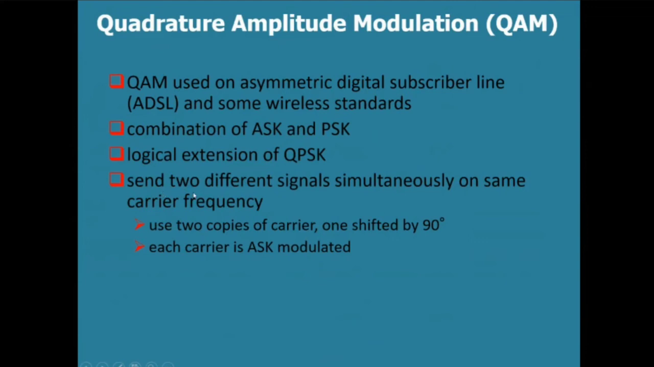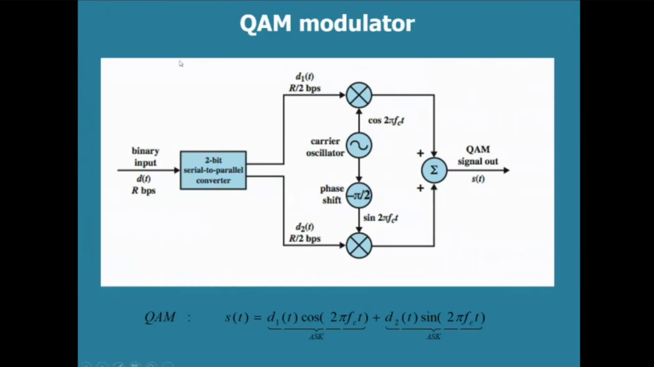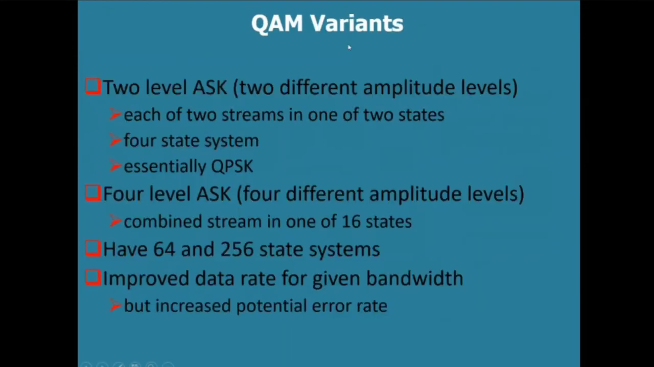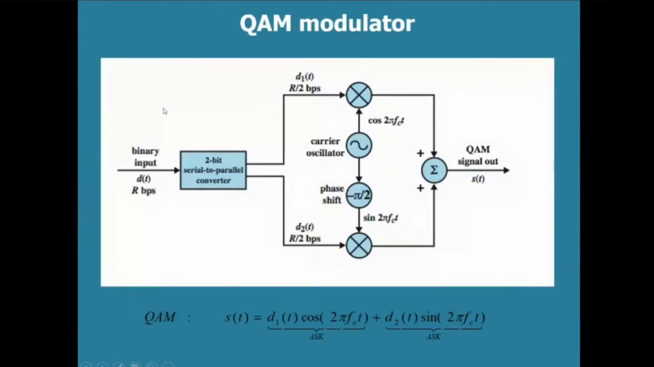Send two different signals simultaneously on the same carrier frequency, because there is a variation in the amplitude, combining ASK and PSK. Use two copies of the carrier, one shifted by 90 degree. Each carrier is ASK modulated. See here in this QAM modulator, quadrature amplitude modulator, the same as in QPSK, binary digits arrive at R bits per second. There is a bit splitter or demultiplexer, a 2 bit serial to parallel converter, which will divide the stream. We can call the outputs d1 of t and d2 of t.